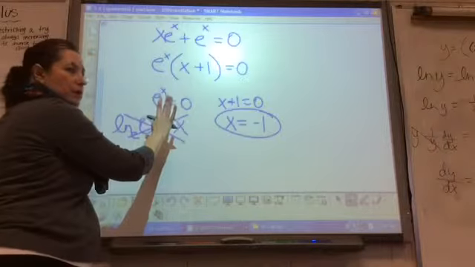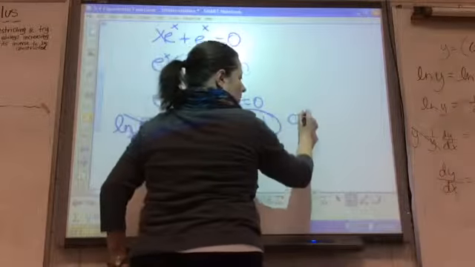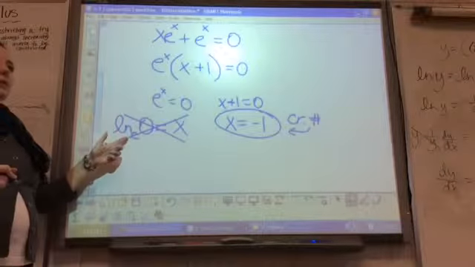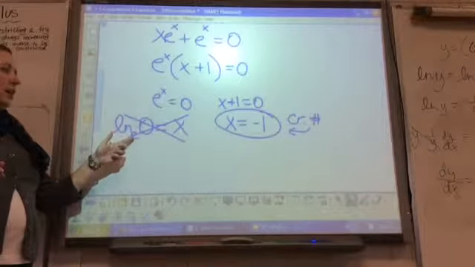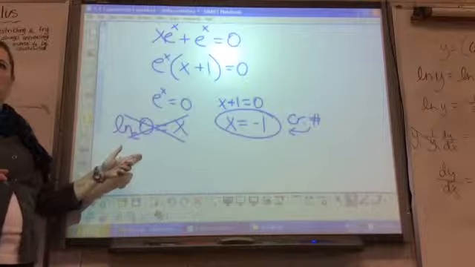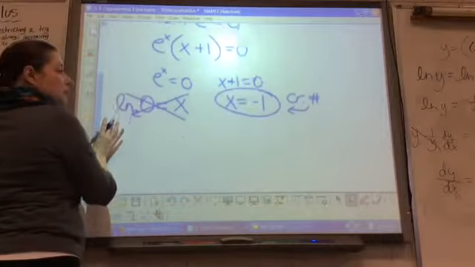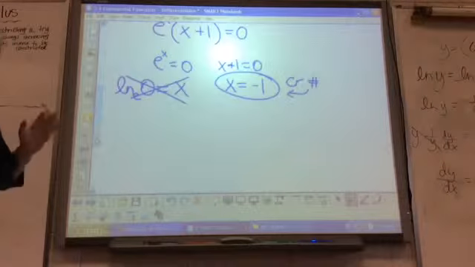So this goes nowhere for us. This is our critical number. We can't solve from here, we can't get an x, is what it is. Good question though.